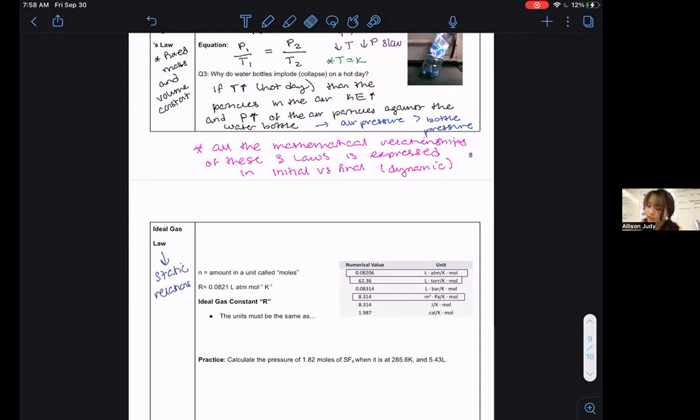Oh, and I actually left a bunch of space for me to write this. It is a mathematical relationship between all 4 variables, all 4 factors, under static, unchanging, in-the-moment conditions.